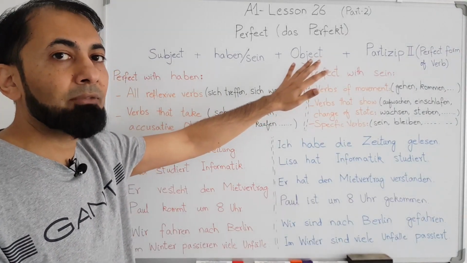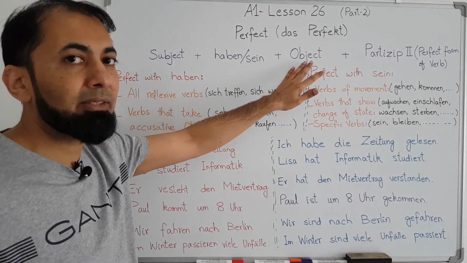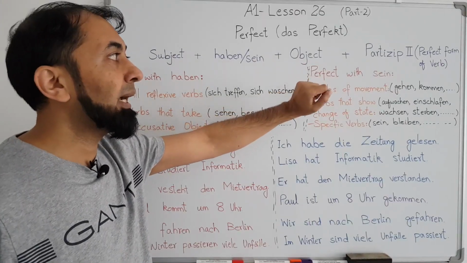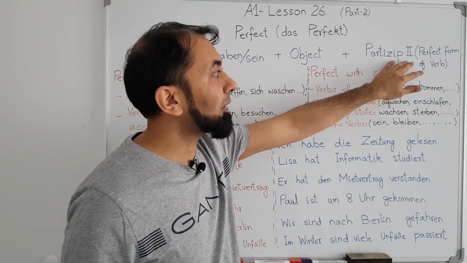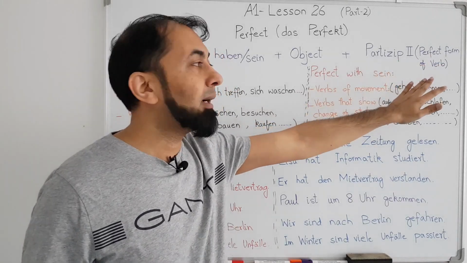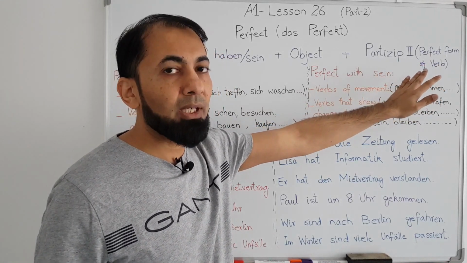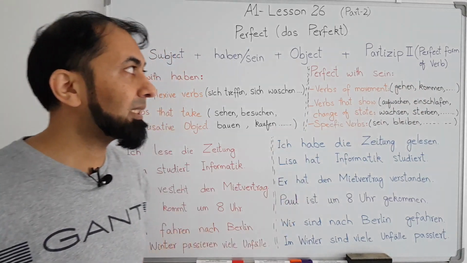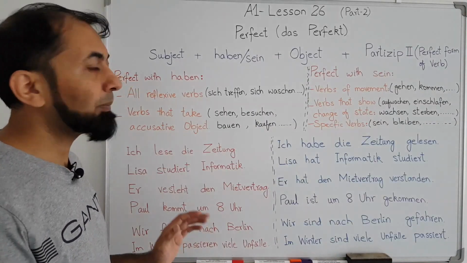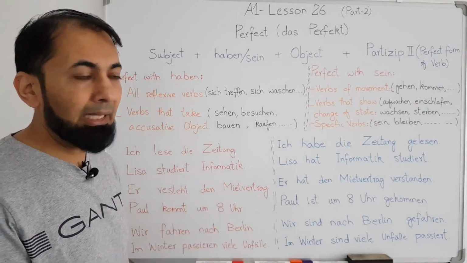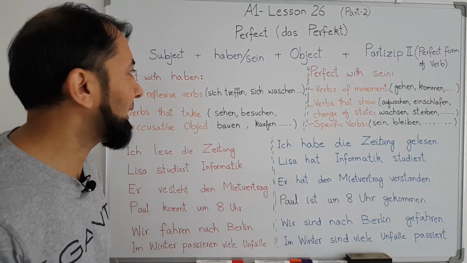There can be adjective, there can be preposition, etc. This is just a placeholder, and the last part of the sentence will always be the perfect form of the verb, which is also called participle zwei in German language. So participle zwei will always come at the end of the sentence in perfect tense.